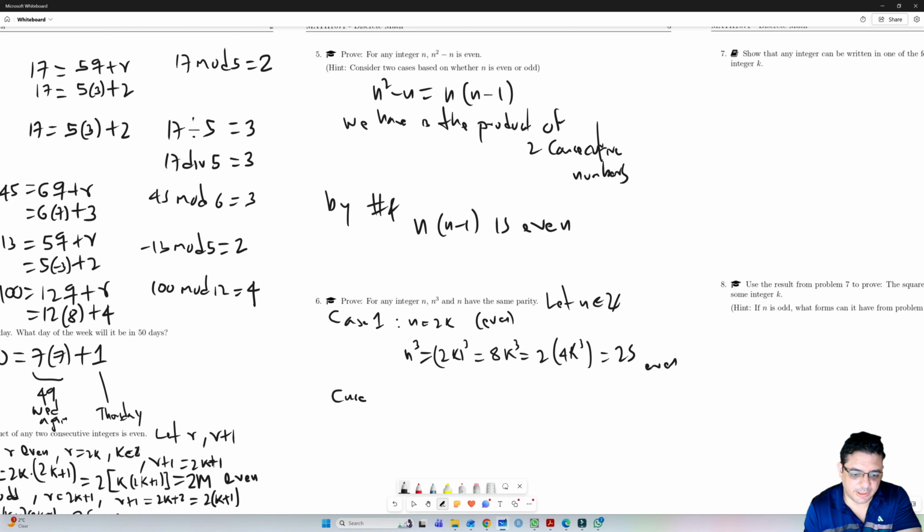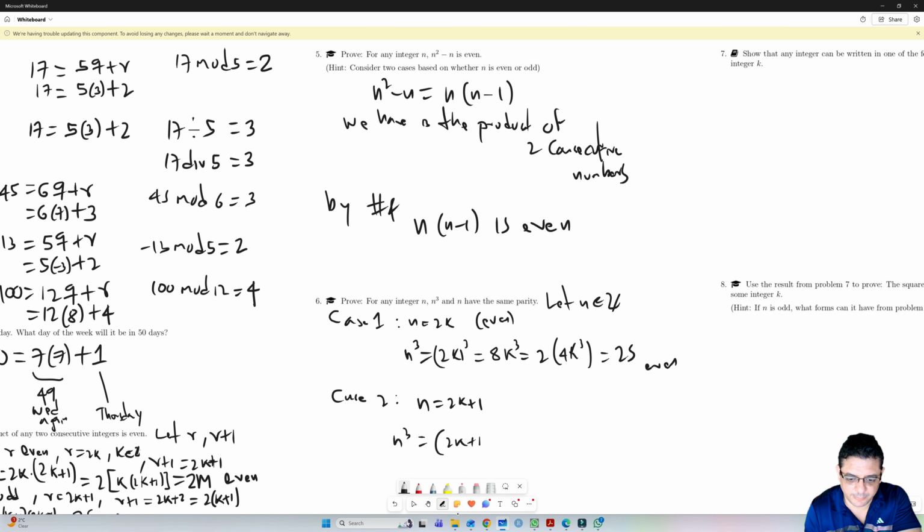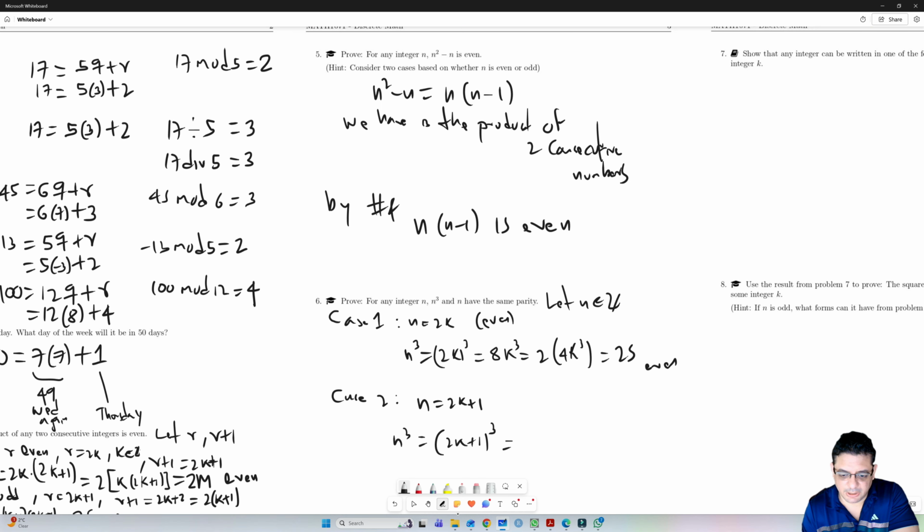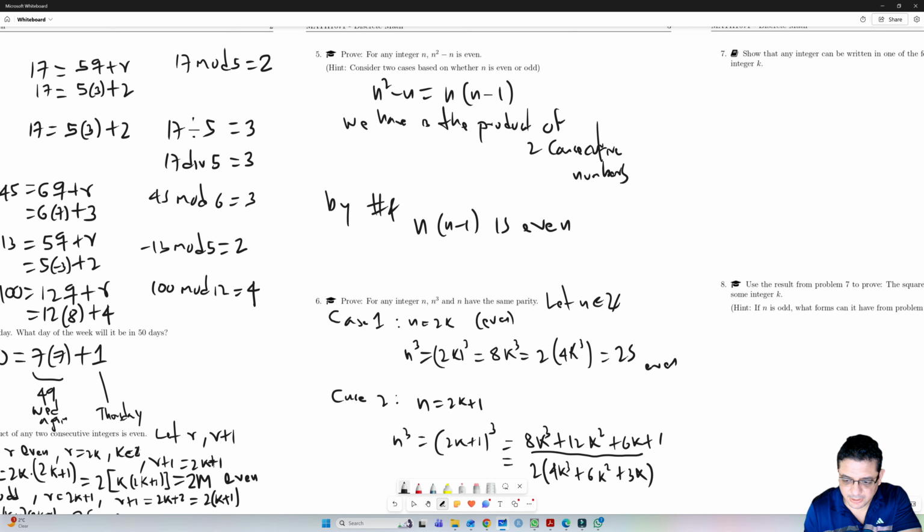And now case number 2, if n is 2k plus 1, then n cubed is just going to be 2k plus 1 to the cube. And if I break that apart, that's going to be 8k cubed plus 12k squared plus 6k plus 1. This is just the binomial cube, okay? Now notice that I can factor a 2 out of this piece. And this is going to be twice 4k cubed plus 6k squared plus 3k, and then plus 1.